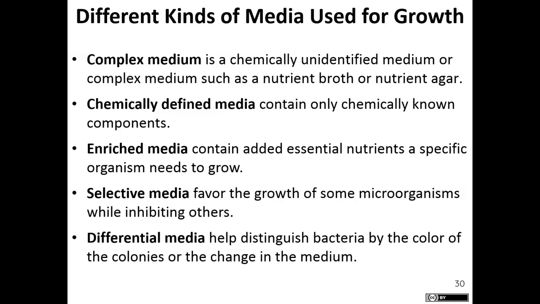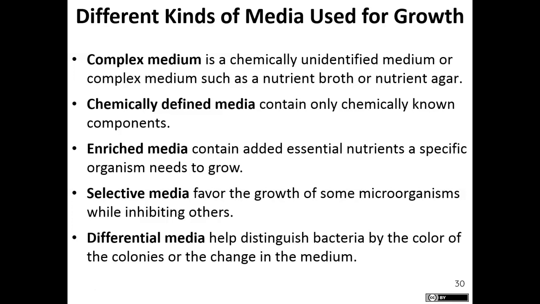If you are trying to grow organisms for a research project and you need to know exactly what type of organisms you're growing, you would use a chemically defined medium so that you know exactly what the organisms are getting, and you can then take things away if you want to see which organisms can still grow. An enriched medium is one that has all the basic essential nutrients, but also has added in things that will allow specific types of organisms to grow.